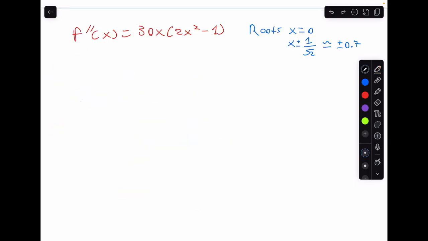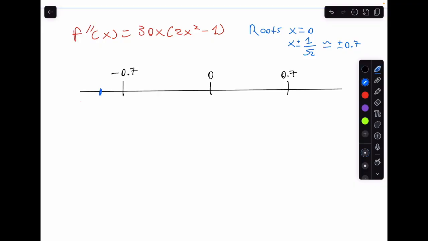Okay, so now that we have all of our information to solve the problem, f double prime and its roots, we can use a number line to figure out what's going on the left and right side of each root. Also, I've approximated 1 over root 2 as plus or minus 0.7. I find it's just a little bit easier to read on the number line. So first things first, let's place our roots on the number line. We have 0 here, we have negative 0.7 on this side, and then positive 0.7 on this side.